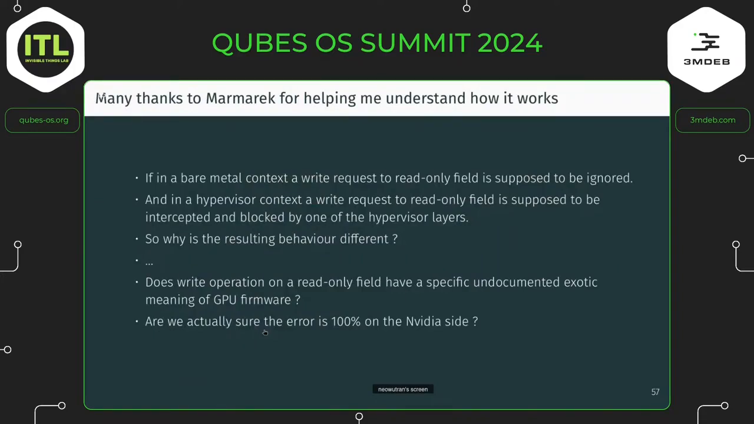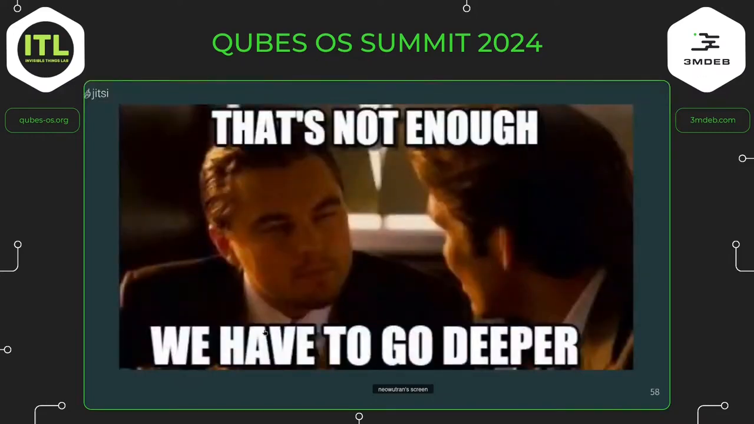In a non-hypervised context, a write call to a read-only field should be ignored by the graphical card. In a hypervised context, a write call to a read-only field should be blocked before it reaches the hardware. So the behavior should be the same, but it is not. Does trying to write to a read-only field trigger a hidden function in the graphical card? Or maybe there is a bug somewhere else too? So let's go deeper.